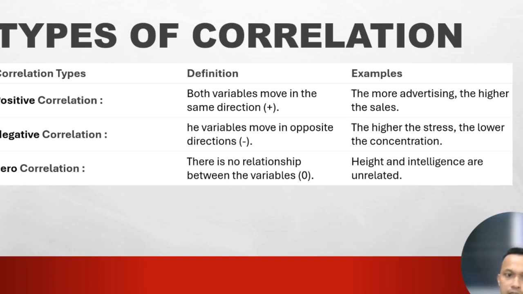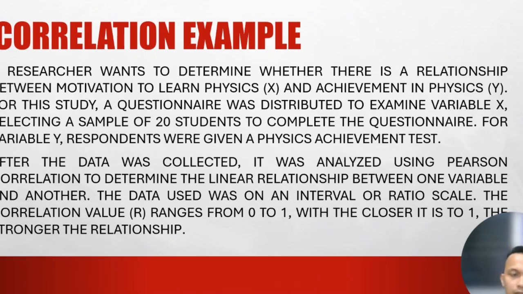And the last, zero correlation. There is no relationship between the variables, right? There is no relationship. Hair and intelligence are unrelated. Yeah, it's very clear. And the next, correlation example.